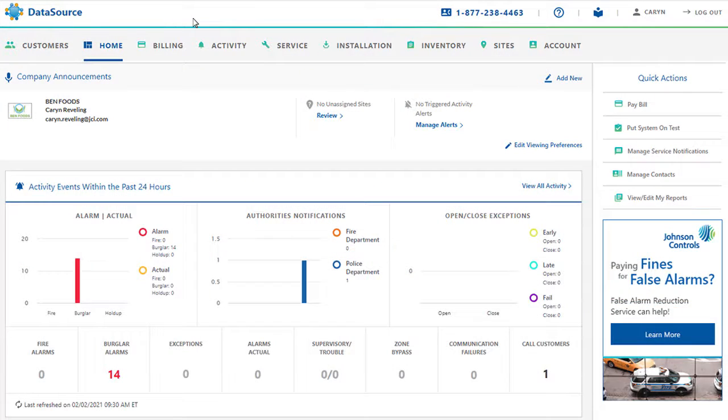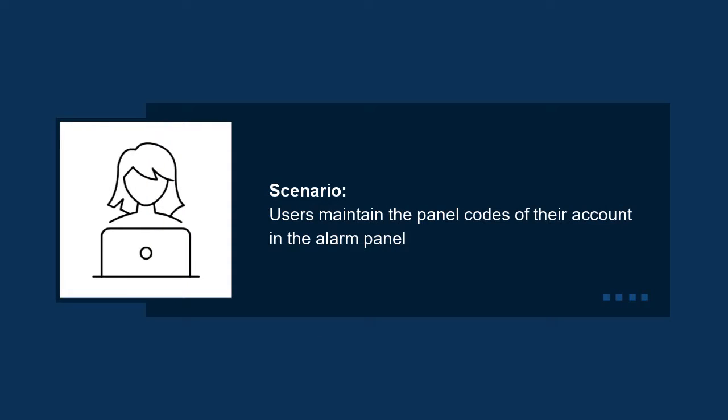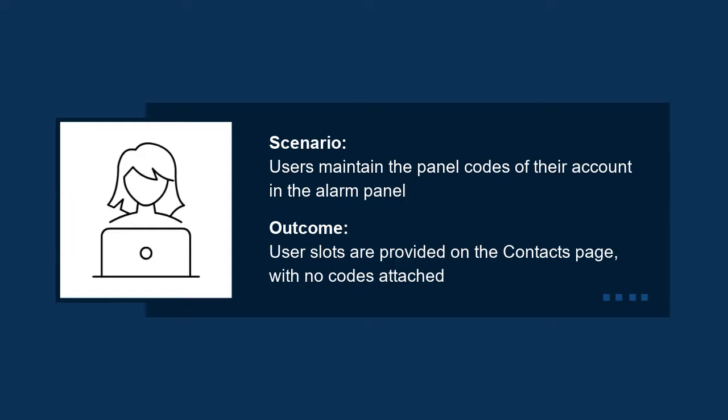In this video, we will see how to update the user list. Before we jump in, here are a few points to remember. Several DataSource users choose to maintain the panel codes of their account in the alarm panel itself. In these cases, user slots are provided on the contacts page, with no codes attached.